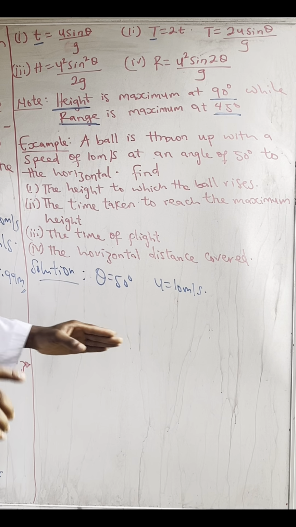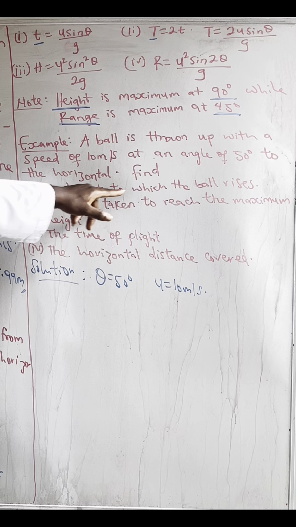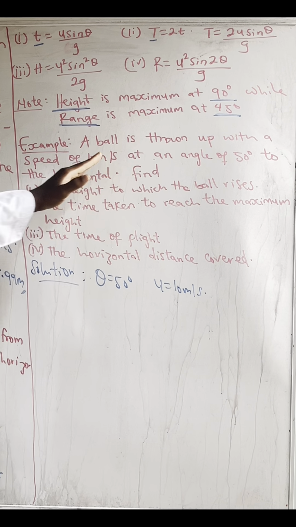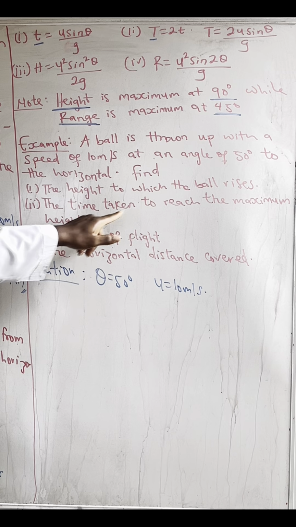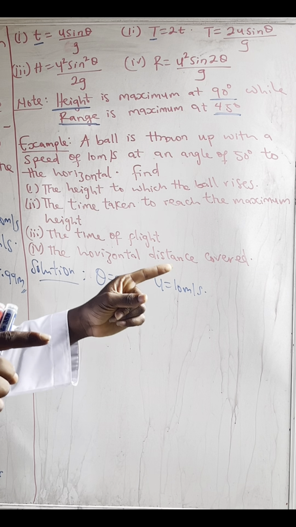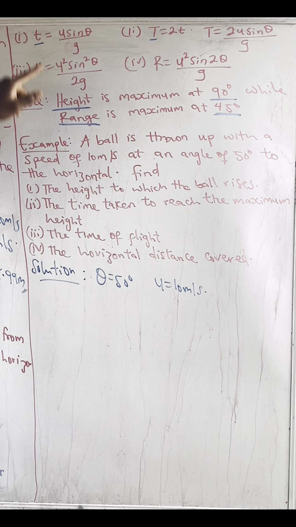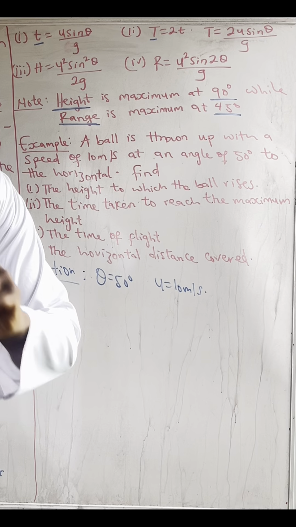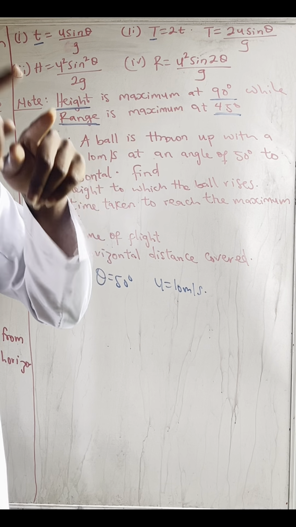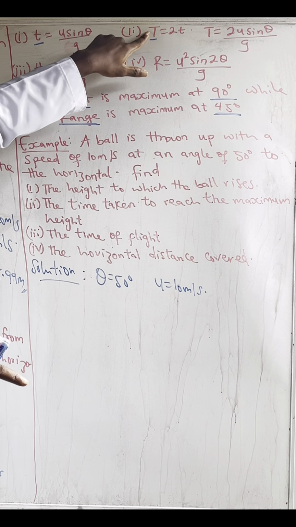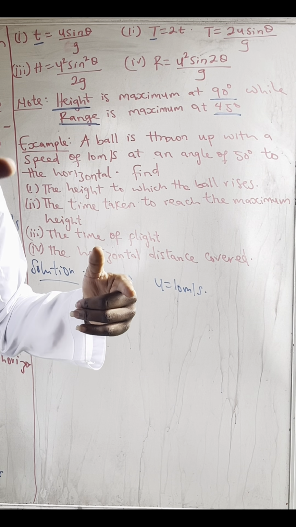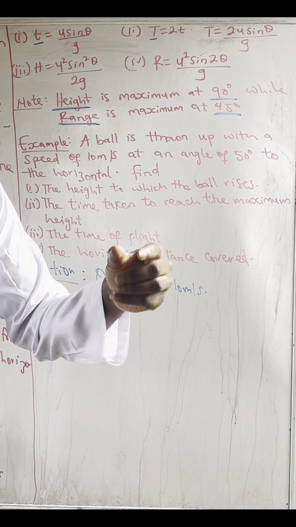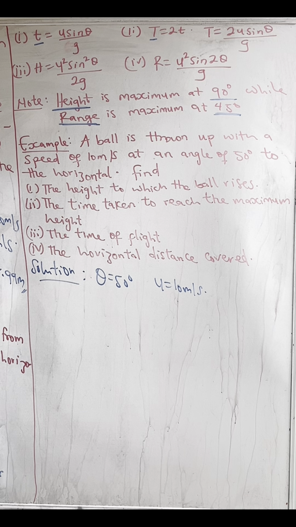So write down the parameters. The question is: calculate the height to which the ball rises. We are looking for the height. Calculate the time taken to reach the maximum height. Guys, time taken to reach the maximum height is talking about this small t. The question also asks for the time of flight. Time of flight is talking about the total time in air. It's also asking for the distance. The horizontal distance is talking about the range. Don't forget. Now let's do this.